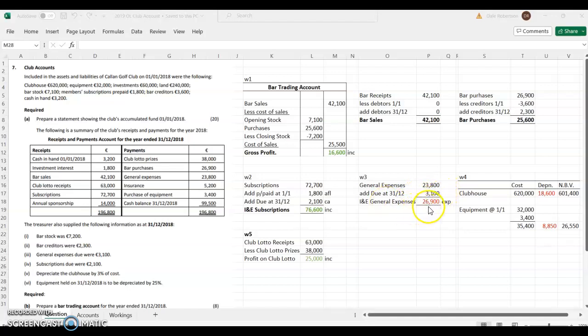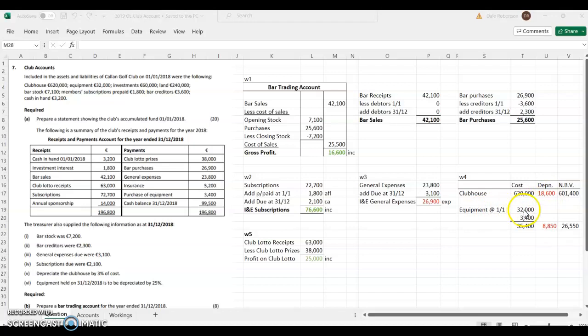And this is your expense. Then we look at our depreciation of clubhouse and depreciation of equipment at the end of the year. So I've done that over here. You have to take your depreciation. The clubhouse was worth 620,000 at the start. 3% depreciation is 18,600, and then the net book value is 601,400. And now we can just lift that into the balance sheet. But that 18,600 is an expense.